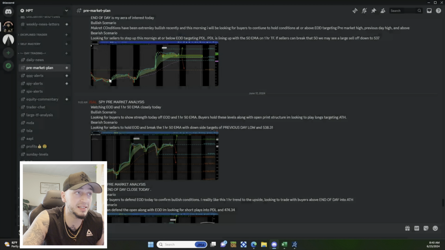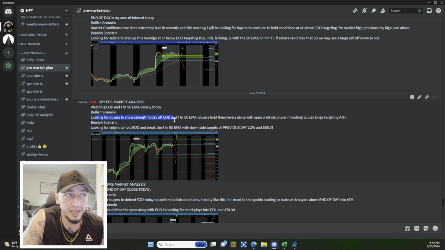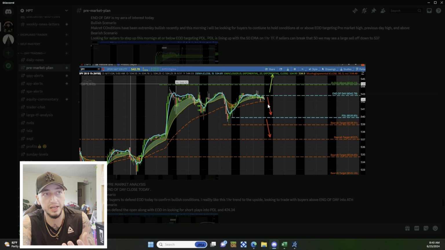So what that means is, in a bullish scenario, I'm looking for buyers to show strength here off end of day and the 1 hour 50 EMA. Buyers hold these levels along with open print structure, I'm looking to play longs targeting all-time high, right? You notice my little arrow here in the sweet spot. This is what I call the sweet spot, because whatever happens at end of day today, along with open print, is going to give us the information we need to put on a higher probability trade, meaning it has a higher probability of going up or a higher probability of going down, right?